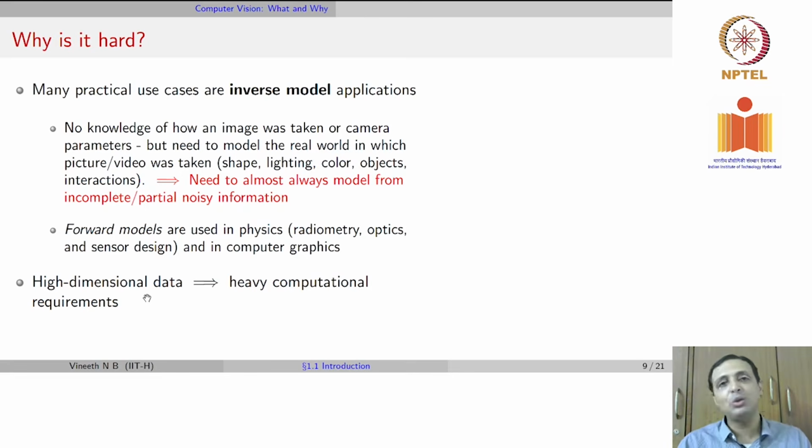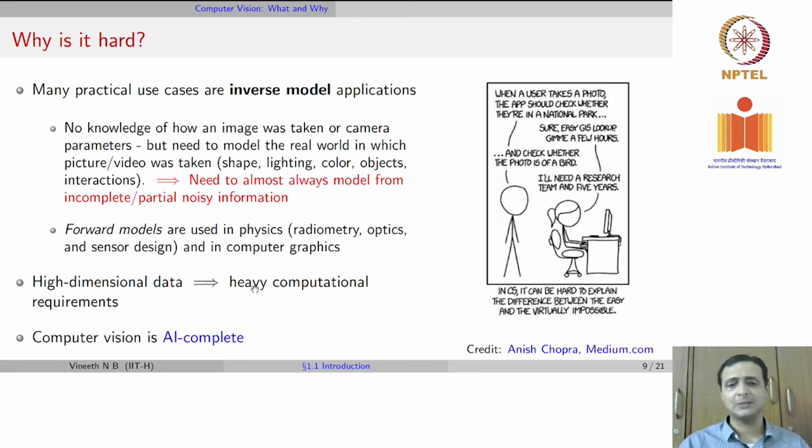And that's a very huge dimension to work with when you use machine learning algorithms for this kind of data. Which means processing such images and getting understanding from these images has very heavy computational requirements.